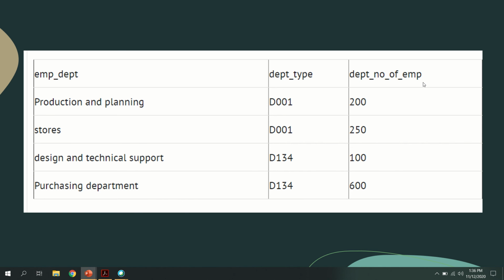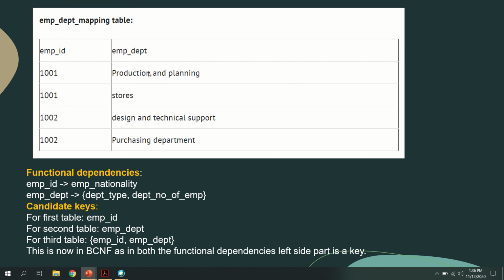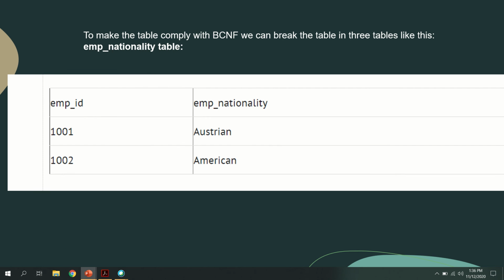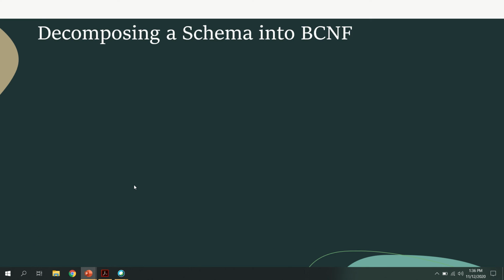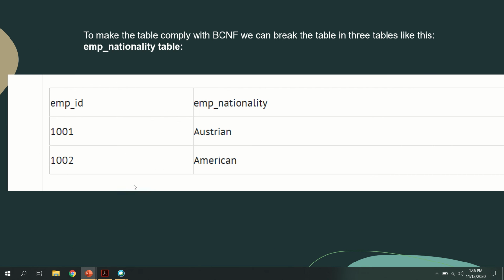Then next, since these two tables should relate to each other, we have to combine them. So which attribute will be taken in order to combine the two tables? We will make another table which will contain the employee ID along with the employee department. So now the functional dependencies specified here are true. That is, employee ID implies employee nationality. For that we have to consider the first table. Here employee ID is the super key.